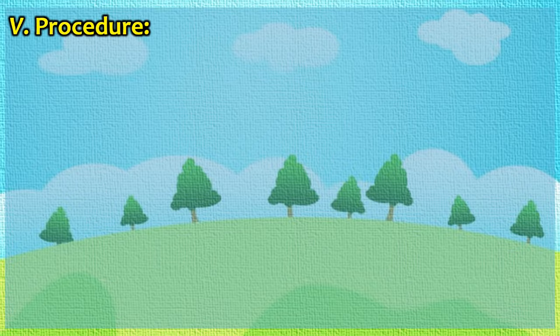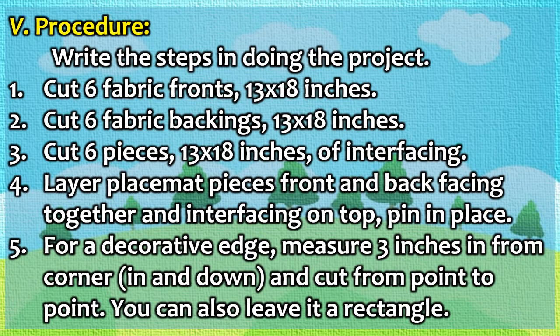5. Procedure. Write the steps in doing the project. Cut 6 fabric fronts, 13 by 18 inches. Cut 6 fabric backings, 13 by 18 inches. Cut 6 pieces, 13 by 18 inches, of interfacing. Layer placemat pieces front and back facing together and interfacing on top, pin in place. For a decorative edge, measure 3 inches in from corner, in and down, and cut from point to point. You can also leave it a rectangle.